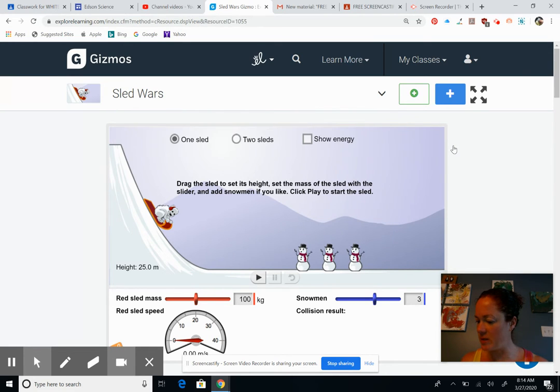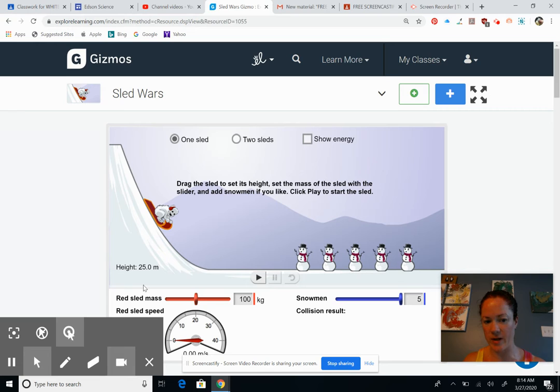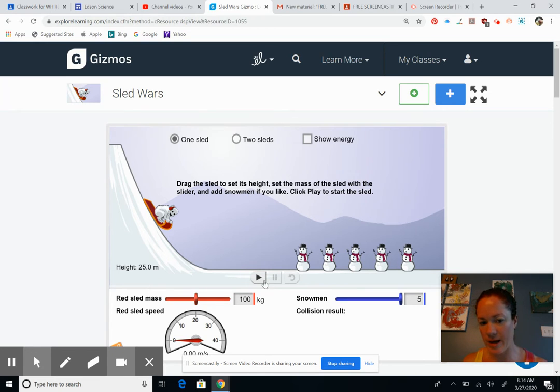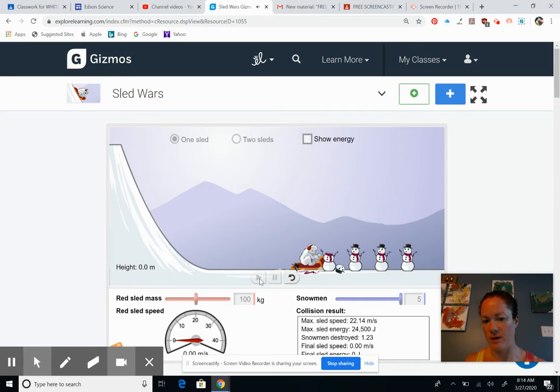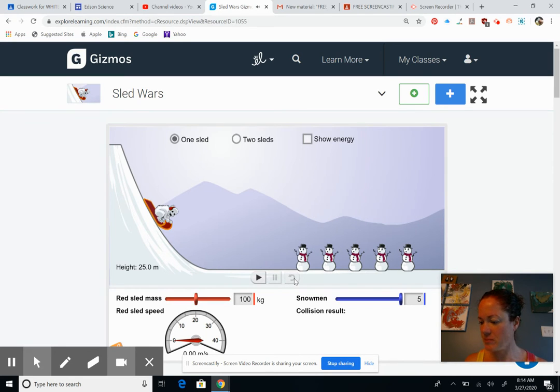It tells me to set the slider, snowman to 5, and make sure the height is at 25, which it is right here. Then click play and see how many it destroys. So we said 1.5. Then we're going to reset it.